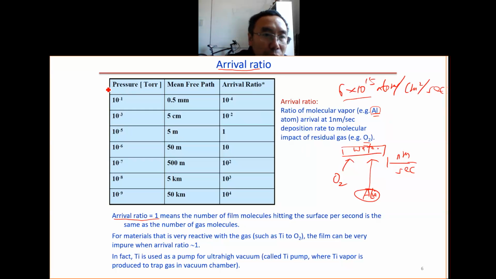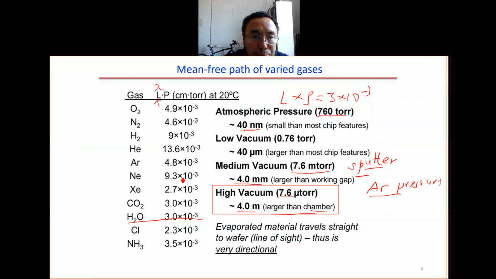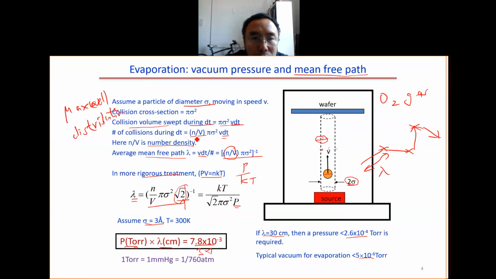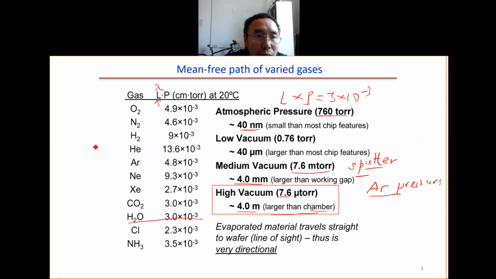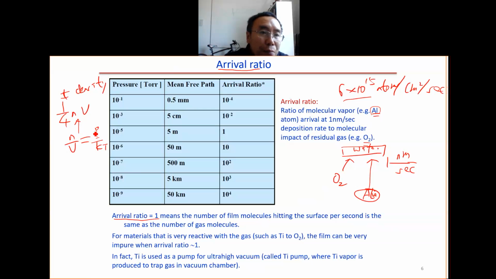This one is given by 1/4 nv. So n is the number density, equal to P/kT. Here, n is the number, that is P/kT. So v, what is the speed? What is the speed of the gas molecule like oxygen?